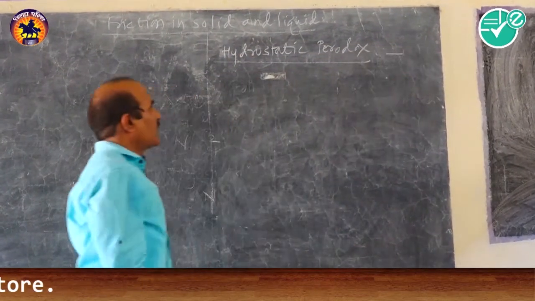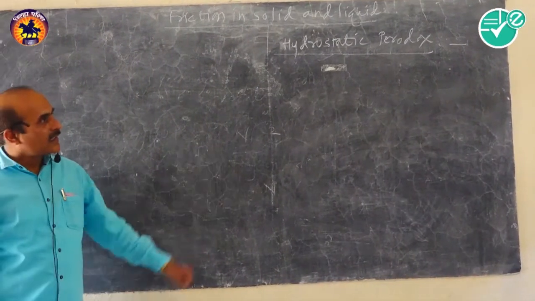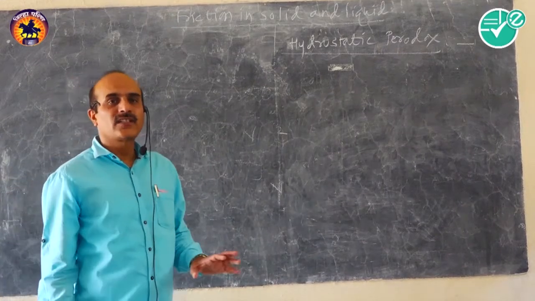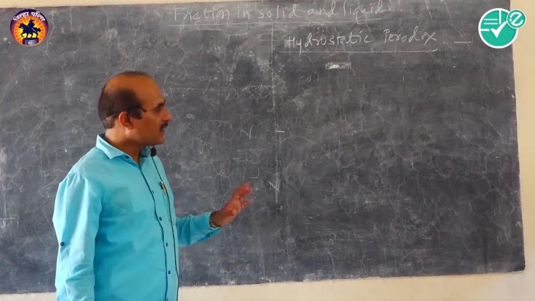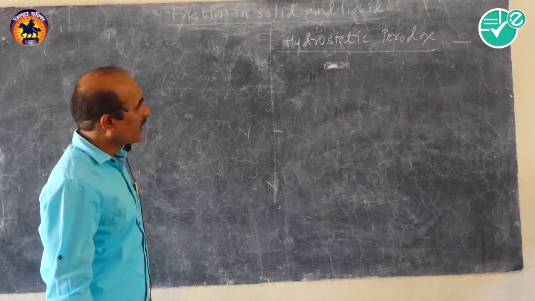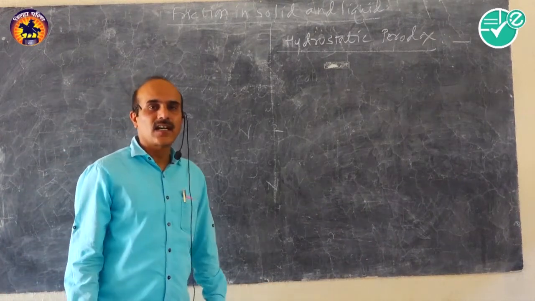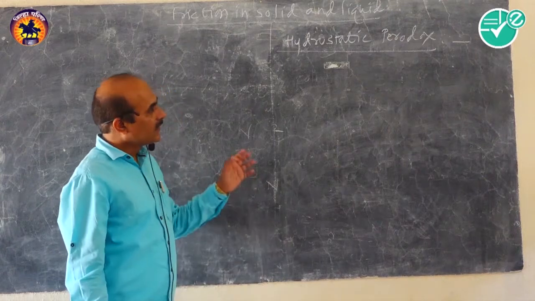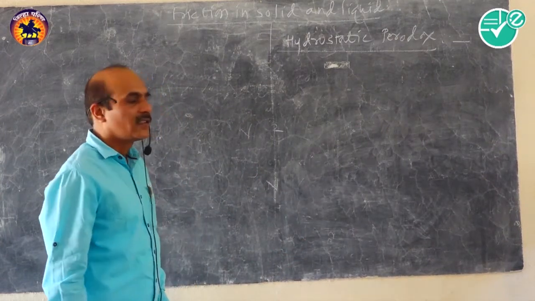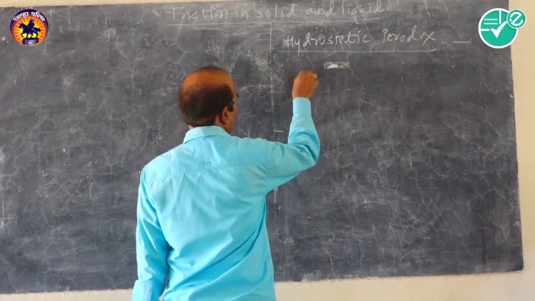What is the hydrostatic paradox? The hydrostatic paradox is that if the shapes of vessels are different, but the pressures in these vessels are equal. That is the hydrostatic paradox. Again I repeat, the shape of the vessels is different, yet there is no effect on the pressure inside the liquid. Thus I can draw the figure for some vessels.